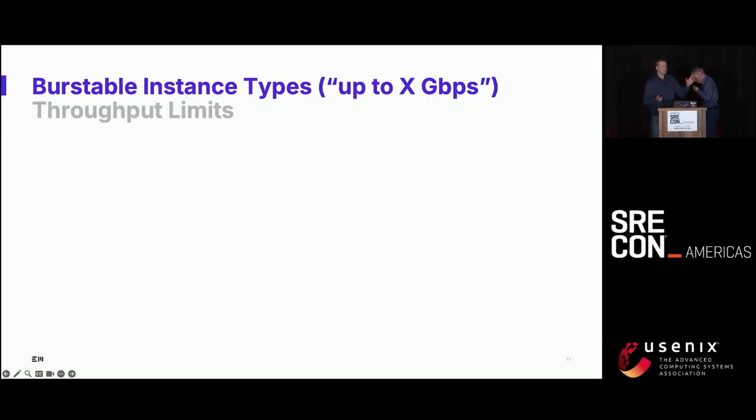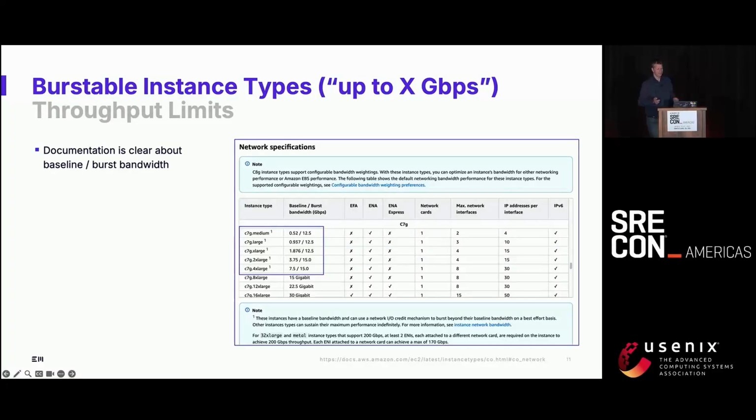So in the beginning, we focused on the 15 gigabit by specification instance, and there were still those cheaper ones, which we mostly used to reduce the blast radius, which had up to 12.5 gigabits. So let's look a bit at what "up to" means. Fortunately, the documentation is pretty clear about this. It specifies a baseline bandwidth for the smallest one, 0.5 gigabit per second, and the burst bandwidth. And this bursting capability is based on a credits-based mechanism.